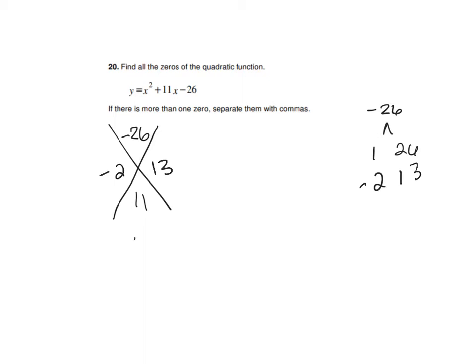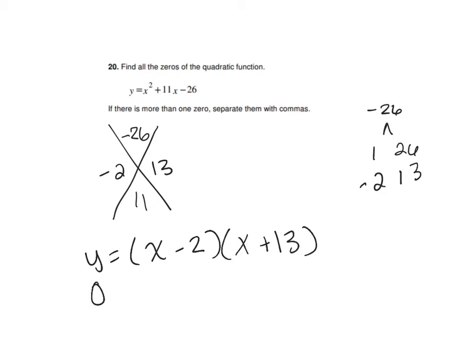So my factors are y equals x minus 2 and x plus 13. I'm going to change that y to a 0. I'm going to get 0 equals x minus 2 and 0 equals x plus 13. This is what we're trying to find. We're trying to find our x-intercepts, our zeros of that quadratic function.